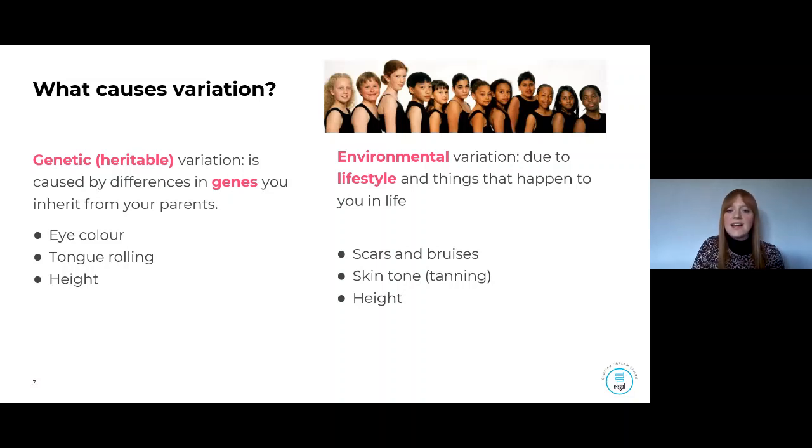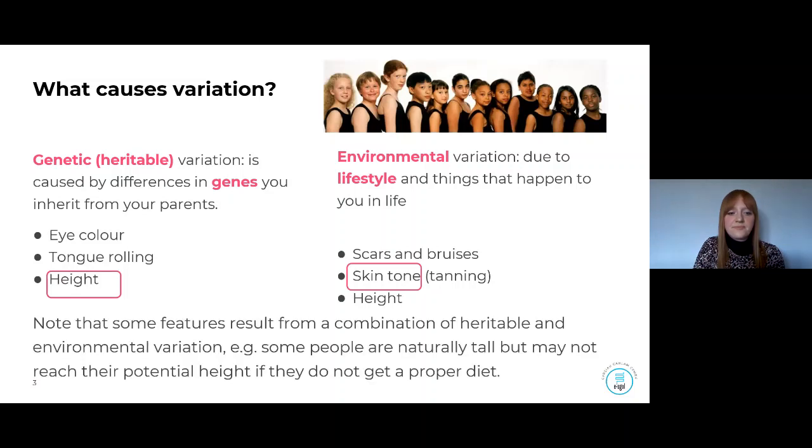Now, you might notice that height is in both of those categories, because there are some characteristics that can actually be caused by both genetic causes and environmental causes. And height is an example of that. So some features result from a combination of heritable genetic variation and environmental variation. So some people could be naturally tall, but if they didn't have the correct diet whilst they're growing up, then they're not going to reach their full potential in height. Okay, so there are 2 causes of variation, genetic variation and environmental variation.